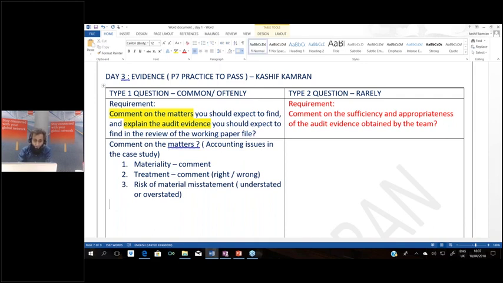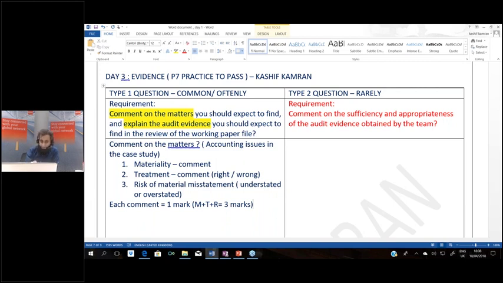Each comment is equal to 1 mark. So when I comment on the materiality, when I comment on the treatment, and when I comment on the risk, that is equal to 3 marks. See how simple the marks are. When you comment on the materiality, you will take 1 mark. When you comment on the treatment, you will take another 1 mark. When you comment on the risk, you will take another 1 mark.